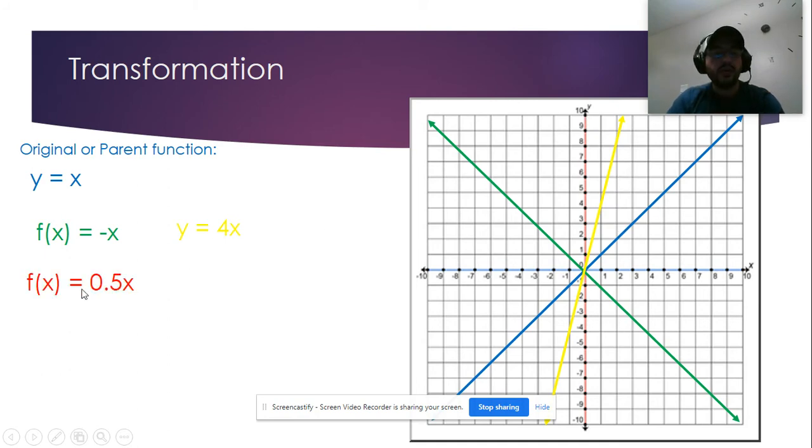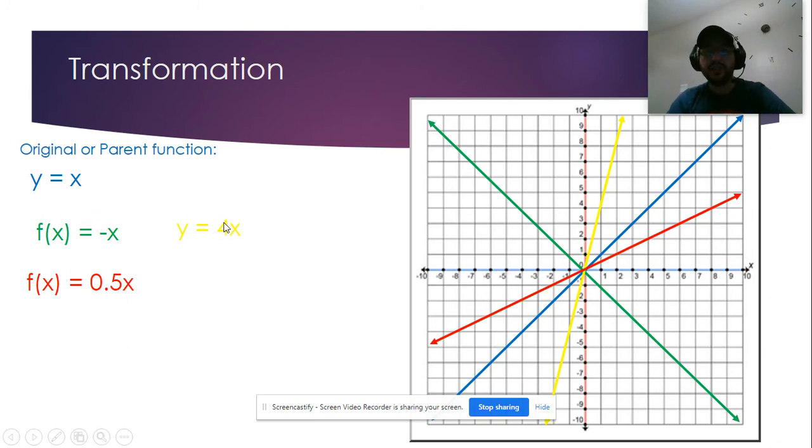Now, what will happen when the slope is reduced? Instead of 1, now it will be 1 half, or 0.5. As we can see, this is less steep. The line will be less steep, so it's getting closer to the x-axis. So that is what happens when the slope is changing.